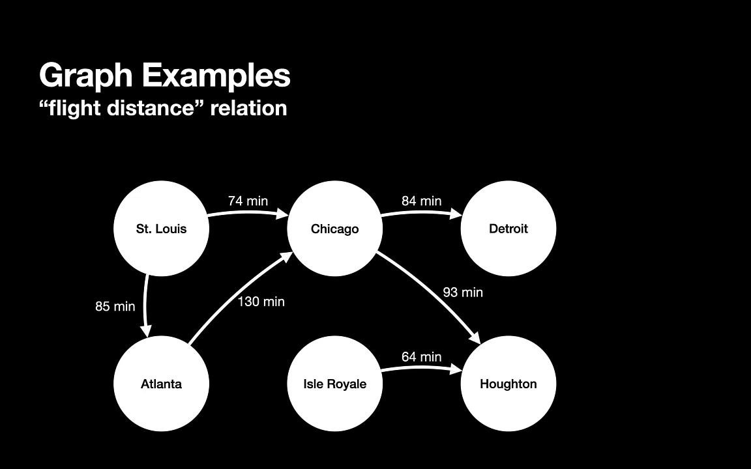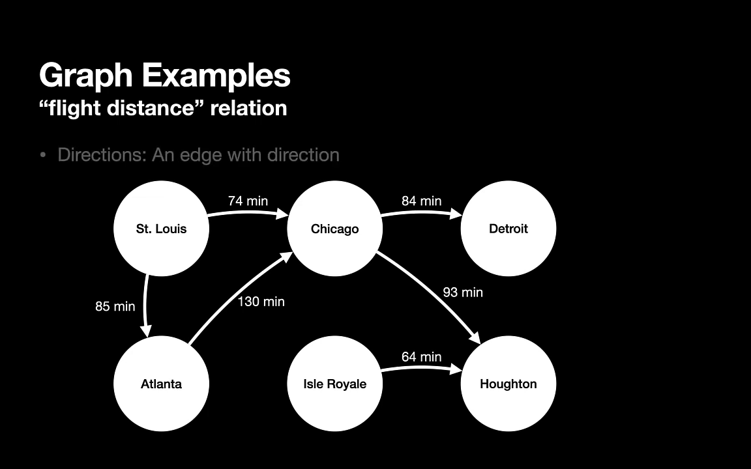So we could represent that concept with arrows. So in this case, the arrows clearly show where it arrives to. So in this case, the arrow points towards the destination. So we can leave St. Louis and fly to Chicago in 74 minutes, or we can leave St. Louis and fly to Atlanta in 85 minutes, and so on.